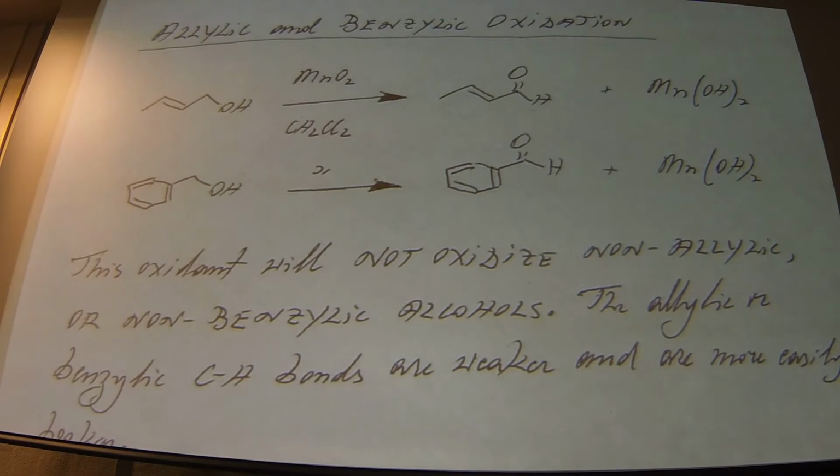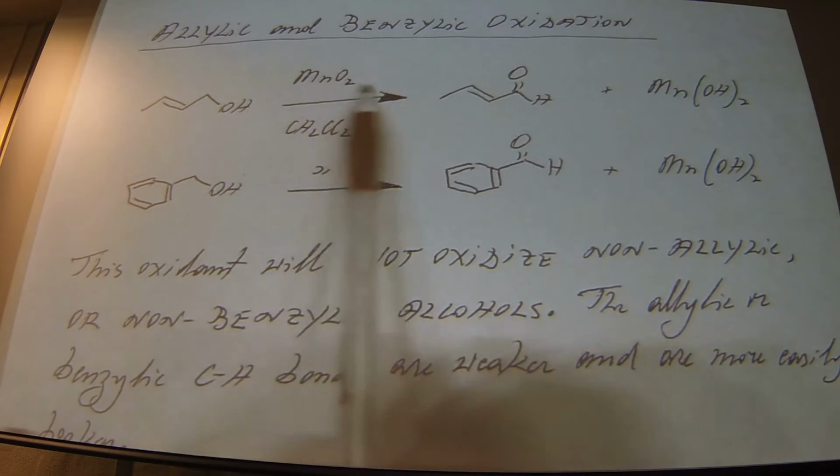Now, manganese dioxide does not oxidize non-allylic alcohols, okay? So it's what's known as a very useful tool because it is a specific oxidant. That means that if I have a molecule that's got multiple hydroxy groups, but only one of them is benzylic, then I can selectively operate on that benzylic hydroxide, I can oxidize it, and I can do that with this particular reagent. So the way you do it, by the way, this is a heterogeneous reaction.